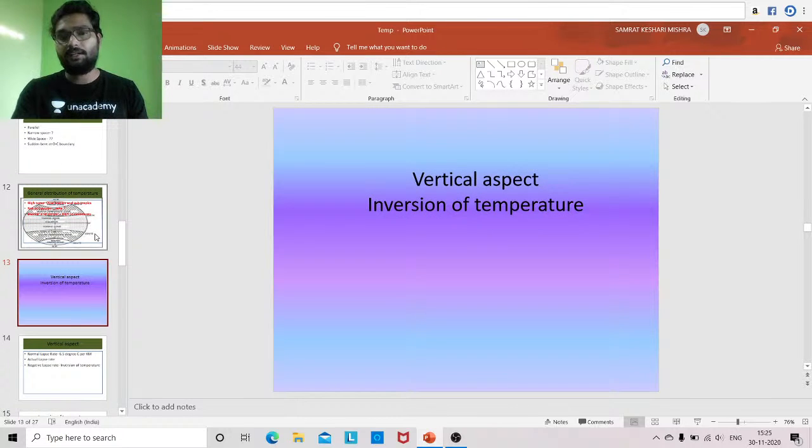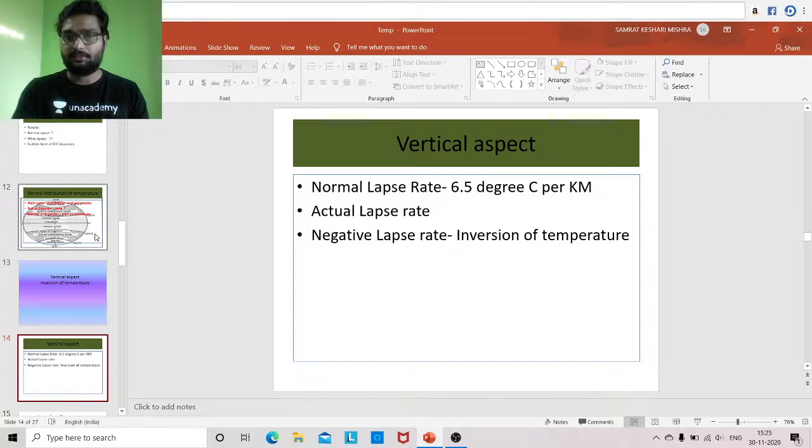Now we'll discuss the vertical aspect of the temperature, which is known as the inversion of temperature. Simply, when altitude increases, as we go from low altitude to high altitude, from the surface of the earth in the upward direction, there will be a decrease in the temperature. The temperature decreases by 6.5 degree centigrade per kilometer. For every 1 kilometer, the temperature decreases by 6.5 degree centigrade, which is known as the normal lapse rate.